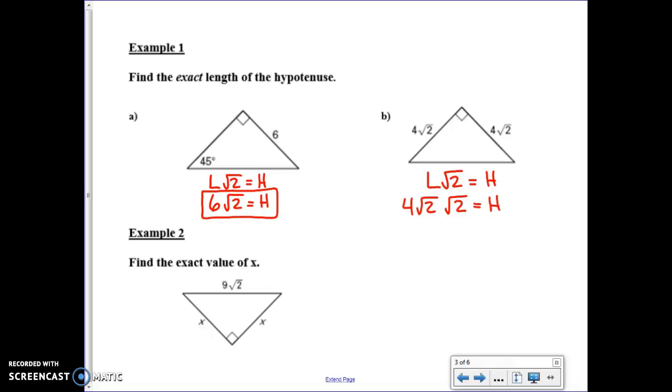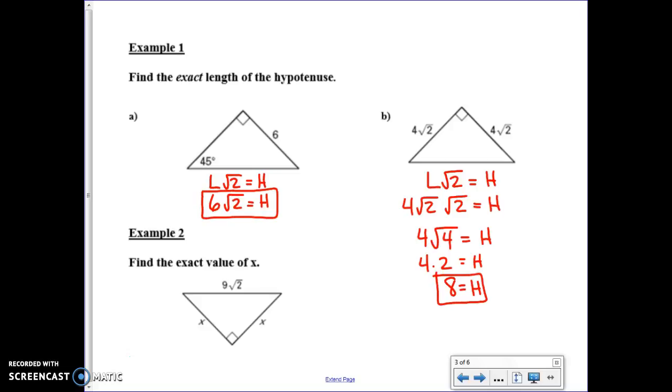Now in this case, we're going to multiply the things under the radical. So I'm going to bring down that 4, and then radical 2 times radical 2. So 2 times 2 is 4 equals the hypotenuse. And the square root of 4 is just 2. So 4 times 2 gives us 8. So in this case, the hypotenuse is 8.